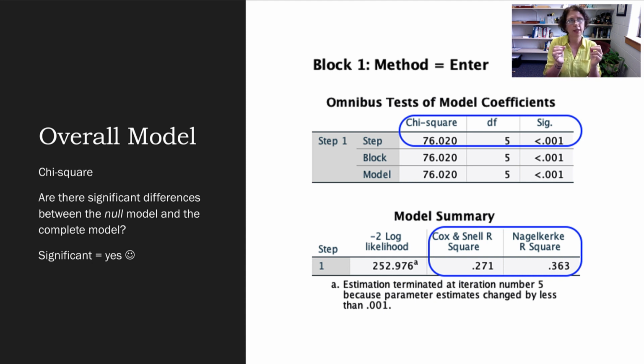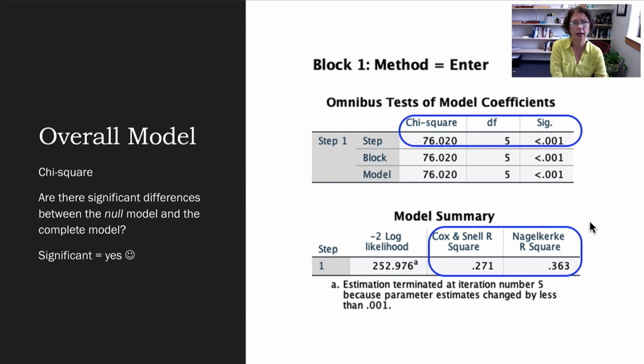So what we're saying is, once we put in predictors, was there a significant difference between what was predictable with a null model and what was predictable with a complete model that has predictors in it? Because if there was no difference between having no predictors or having these predictors, then those predictors weren't worth it, right? So the first thing we look at is this chi-square test.